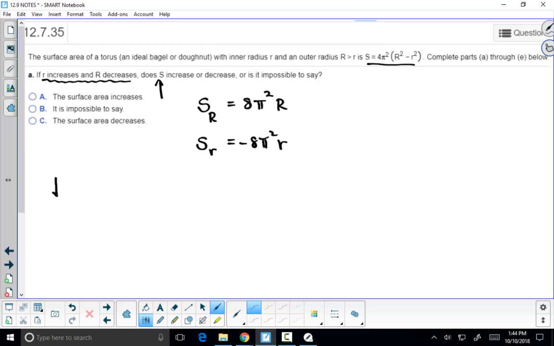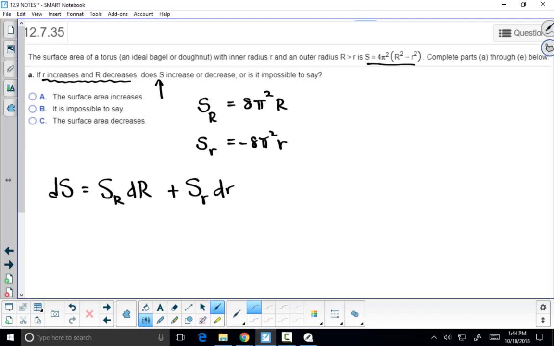We can then write dS. dS is what we use to measure a tiny change in the surface area. That will be S sub R times dR plus S sub little r times d little r.